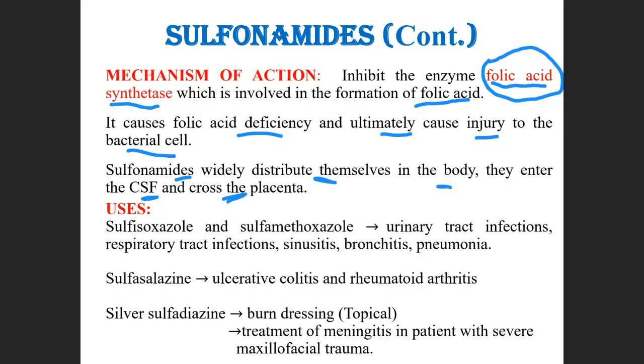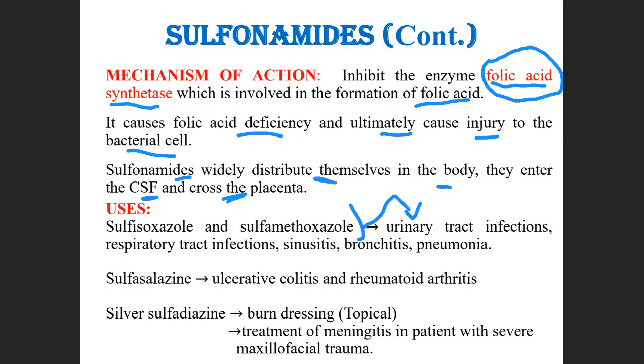Sulfisoxazole and sulfamethoxazole are the most common drugs given to a patient suffering from urinary tract infection. This can be E. coli or maybe some other bacteria causing the infection, and the patient starts having a burning sensation and other difficulty in urination. So in urinary tract infection, these drugs are given.